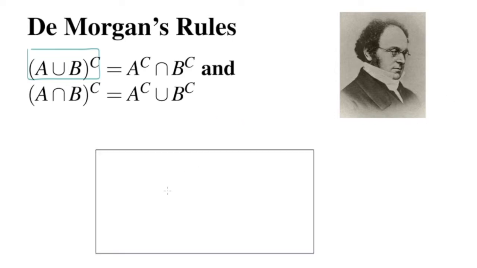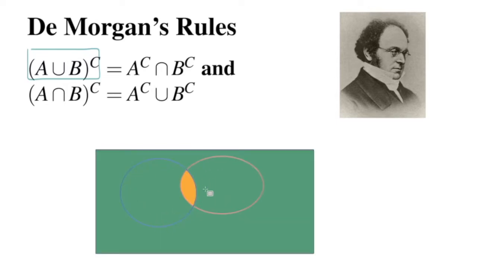Okay? Let me just redraw the circles. So this is A and this is B. Now we want the complement of the intersection. We already know what the intersection would be. It'll be the area where the two sets overlap, this almond-shaped region here. So the complement of the intersection will be anything outside that almond shape. So it'll be this entire green area here. The green area here is the complement of the intersection of A and B.